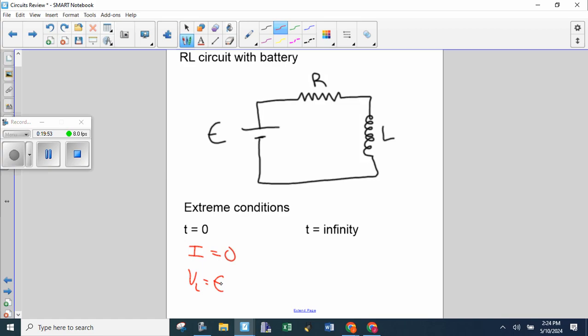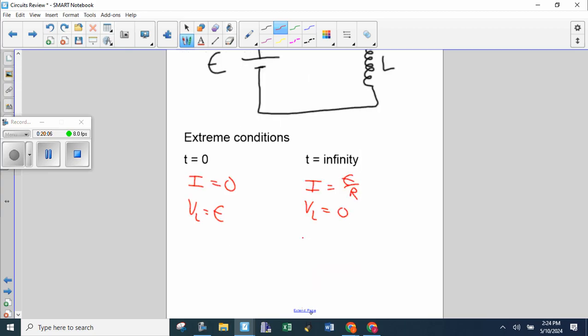And then eventually, the coil of wire is going to become wire, right? It's going to lose the battle. And at the end, the current becomes epsilon over R. The voltage on the inductor becomes 0, and the voltage on the resistor becomes epsilon. Right? So eventually, the inductor loses.